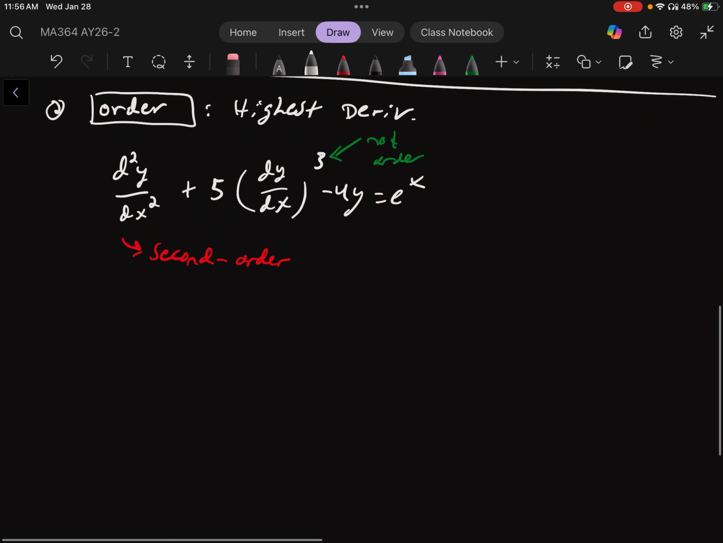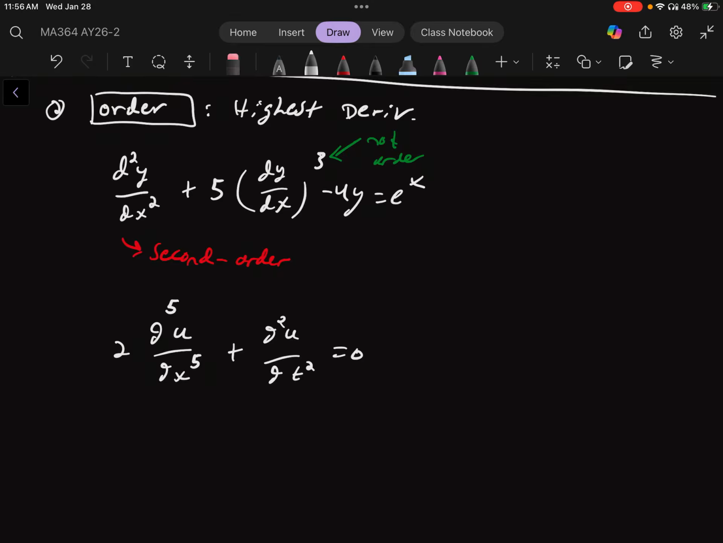Notice this is a little different than, for example, if I wrote the partial of u with respect to x, let's do 5 here, to the 5 plus partial squared u partial t squared equal to 0. So this is a PDE now, but we classify the order of it the same way, because 5 is the highest order here. We would call this fifth order.